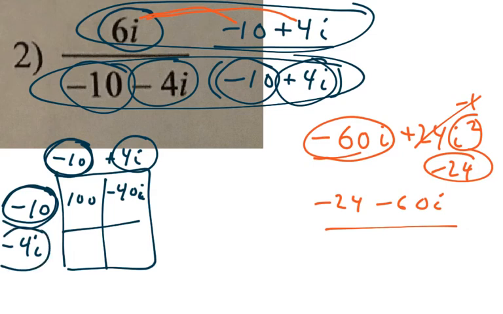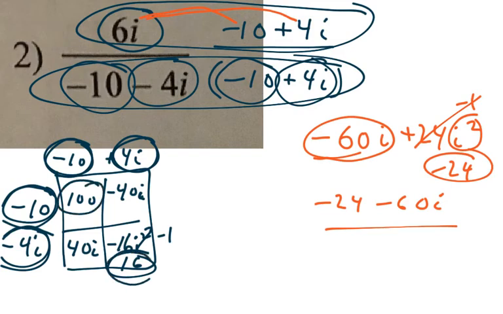-10 times -4i is positive 40i. And 4i times negative 4i is negative 16i squared. Again, i squared is negative 1 times negative 16 is positive 16. So notice, guys, my answer is 100 plus 16, which is 116. The i's, 40 minus 40 is 0 i's, right?